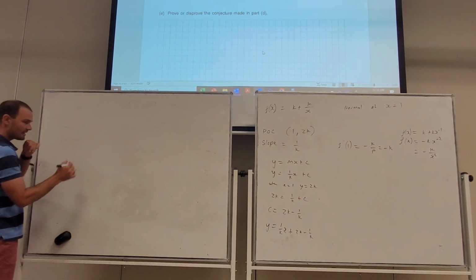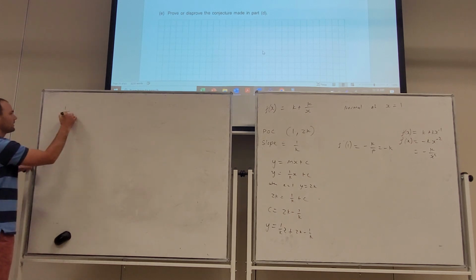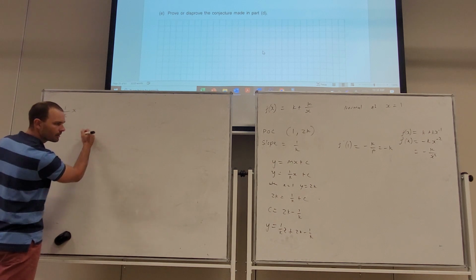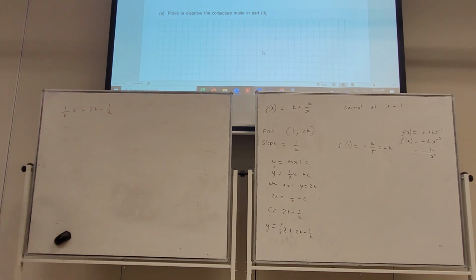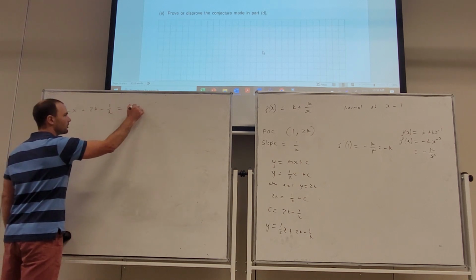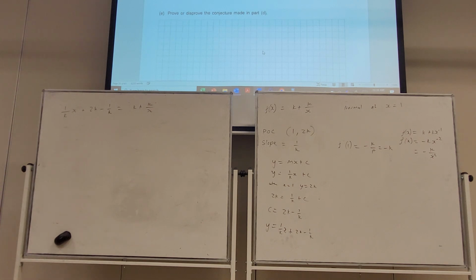So we're saying, when does the normal, 1 on k x plus 2k take 1 on k, when does the normal meet the curve? Right, this is what we're trying to solve. What are the x values that make this true?